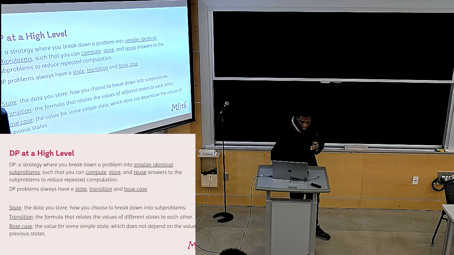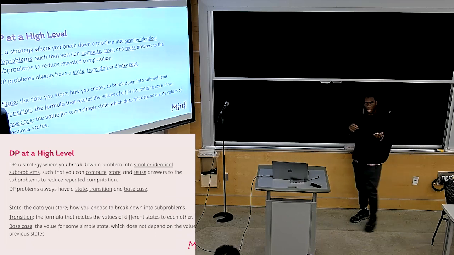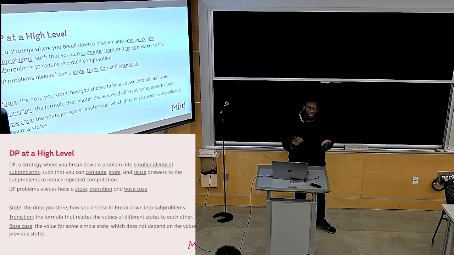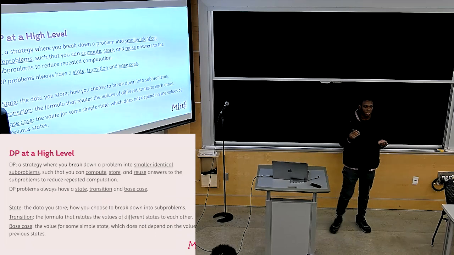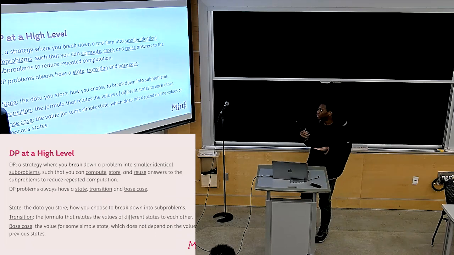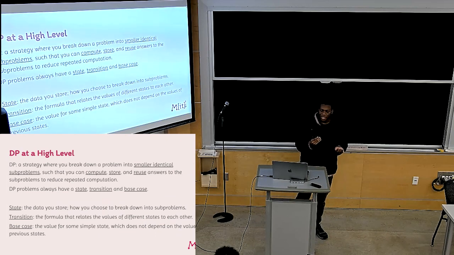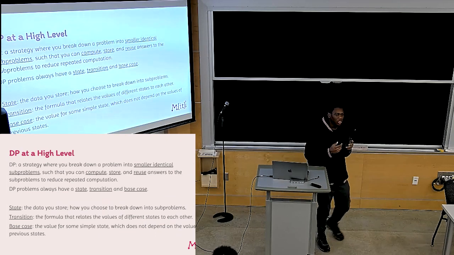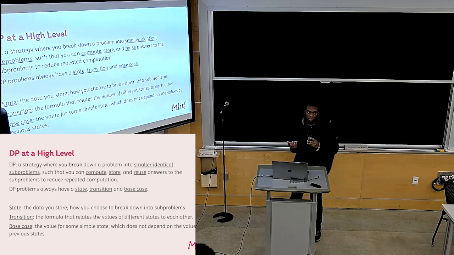So at a high level, in a problem, you may be able to break it down into simpler subproblems that are almost identical. And if you come across a problem like this, it's usually where dynamic programming comes into play. So in dynamic programming, we have multiple terms we use. We have a state, transition, and base case.